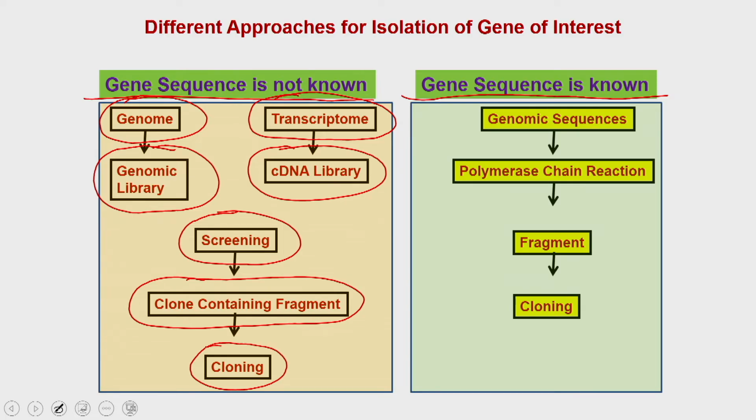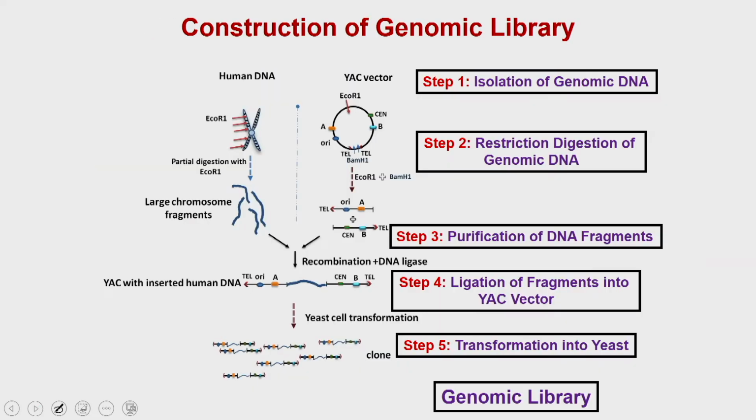Similarly, if the gene sequence is known, you have the gene sequence, then you prepare the primers and run the polymerase chain reaction, which is going to give you the fragment, and that fragment you can clone into the vector of your interest.